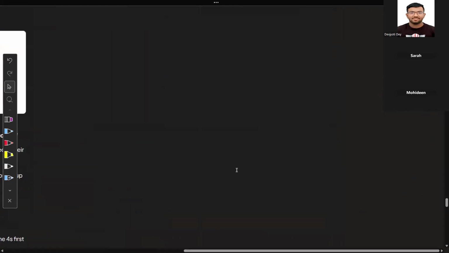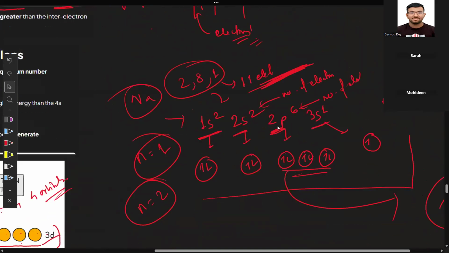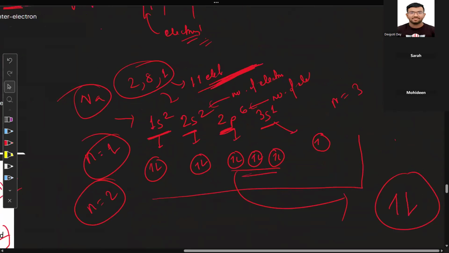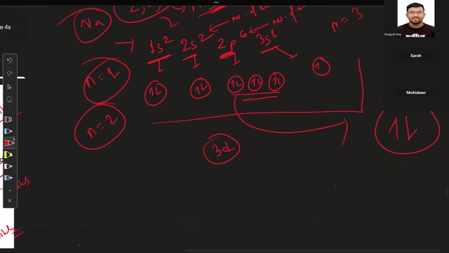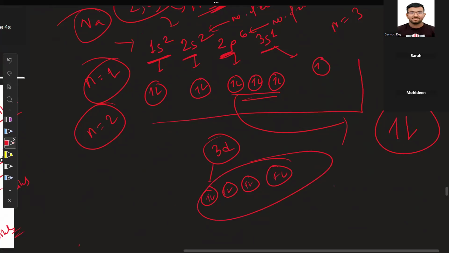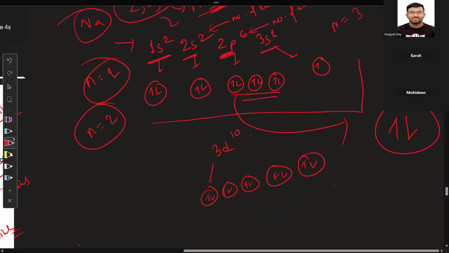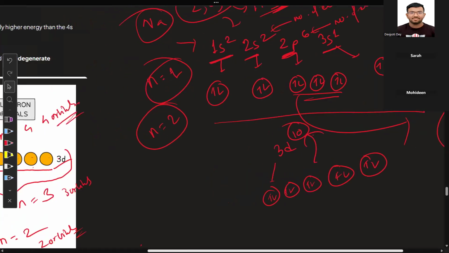So I think you can understand that a p subshell can hold a maximum of six electrons. S obviously two. If it's 3d, how many orbitals? 1, 2, 3, 4, 5. Sorry, there are five orbitals, I forgot. So the maximum number of electrons is 10. Did you understand? This is the number of electrons, Sarah.